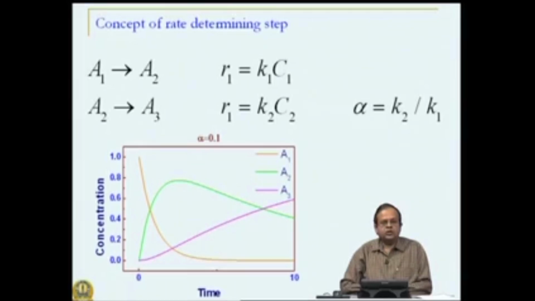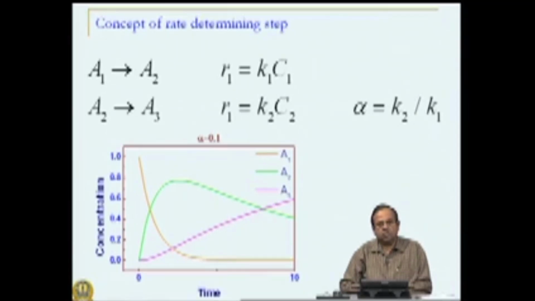Let us consider this same example of A1 going to A2 going to A3 and illustrate another concept which is often used when we try to analyze complex reactions, and this is the concept of rate determining step. What is this concept? This concept is very simple. We use this all the time, we see this or we experience this.